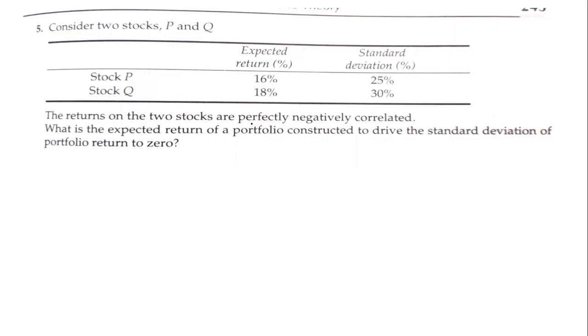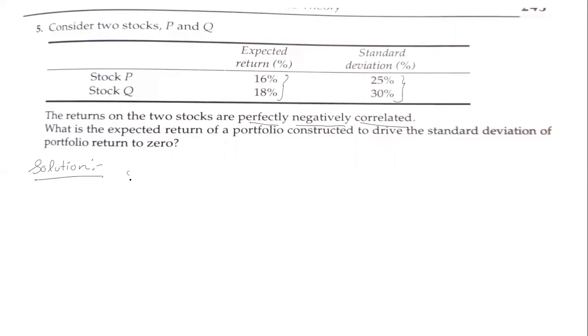First, he is mentioning that they are perfectly negatively correlated. We have data of expected return, and we have standard deviation. And he is asking what is the expected return of a portfolio constructed to drive the standard deviation of portfolio return to zero. Okay, so let's solve this. If you see the weights that drive the standard deviation of portfolio to zero when the returns are perfectly negatively correlated.